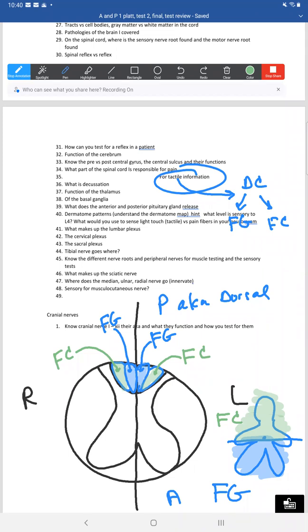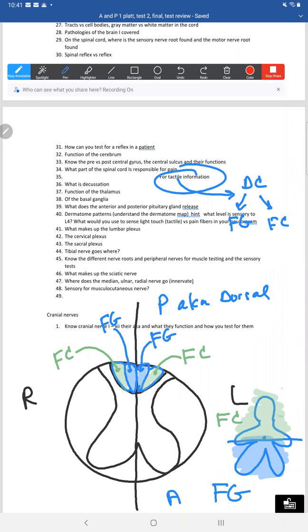So in other words, if tactile information occurred at your hand or your arm, the information is going to travel in and synapse on the fasciculus cuneatus. If it was on your lower leg, tactile, then that information would travel in the fasciculus gracilis part of the spinal cord. I'm going to do this in red just to make it stand out better.